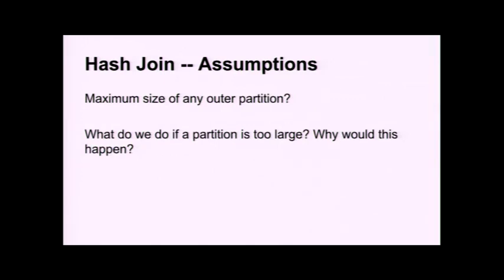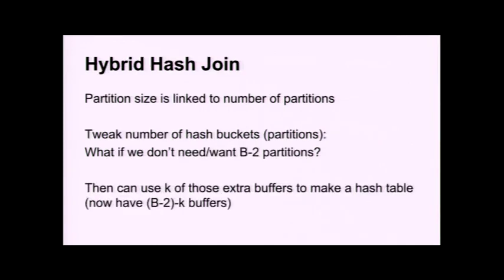All right, so remember the assumptions behind hash join. There's a maximum size for our outer partition. And if our partition is too large, due to some bad hashing algorithm or if we're unlucky, or if our relation is too big anyway, then we're going to have to recursively hash. Okay. There's an optimization to hash join. It's called hybrid hash join. And it allows us to smooth out the performance of hash join.